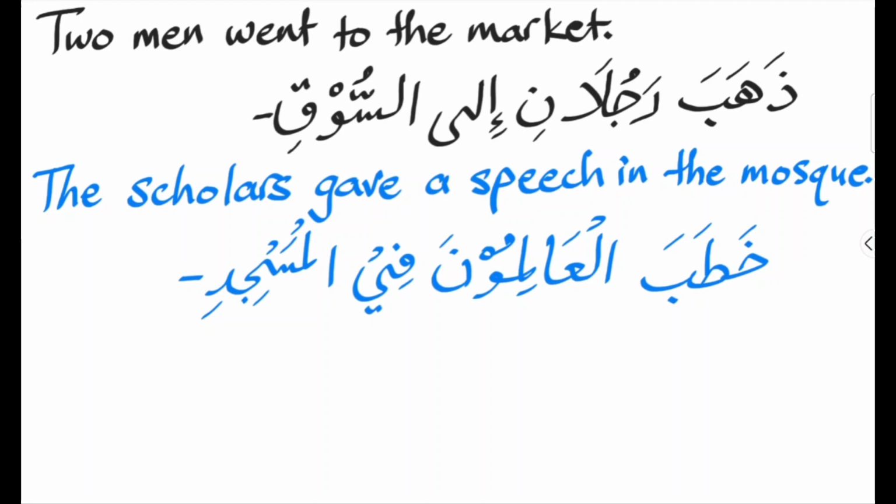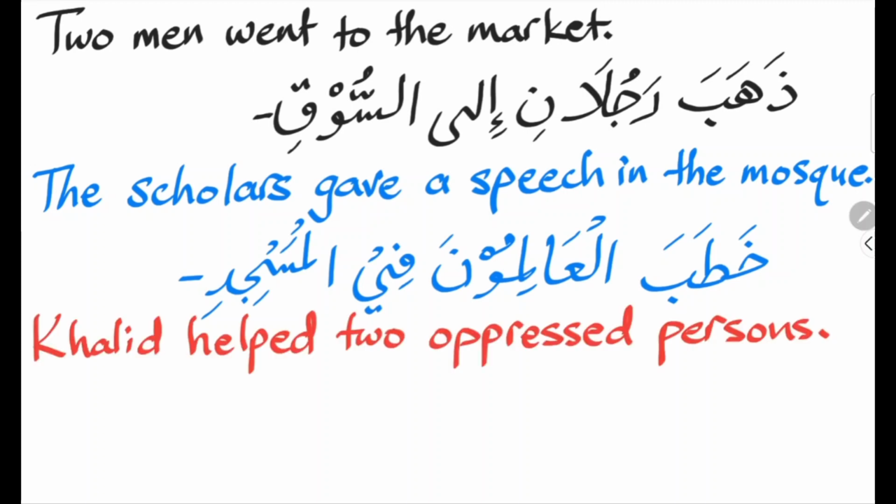Another example. Khalid helped two oppressed persons. The fi'l here is helped, Nasara. Nasara, and Khalid is the fa'il, so it's going to come second. Nasara Khalidun. Now see that the two oppressed persons are, in this case, maf'ul, and maf'ul is in the state of nasab. That's how it generally is.